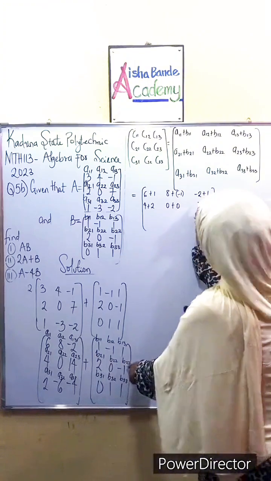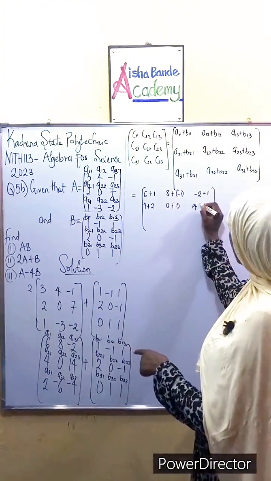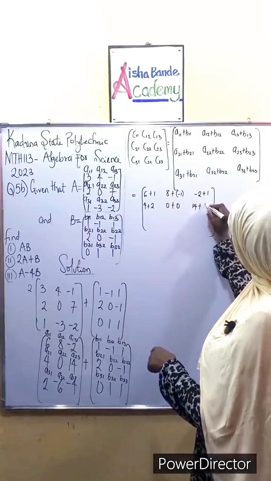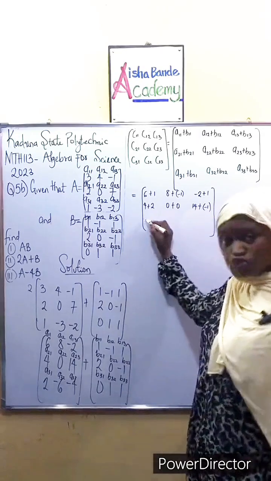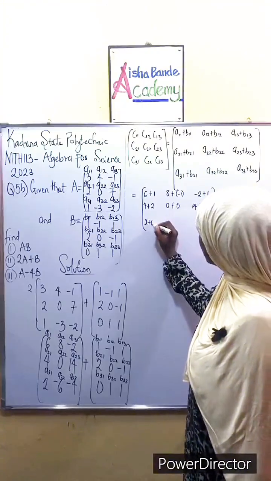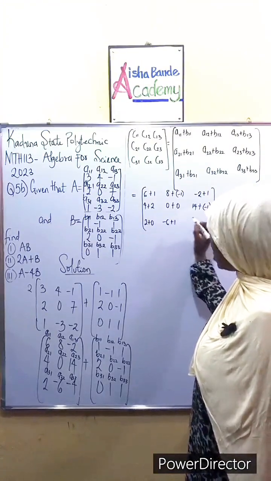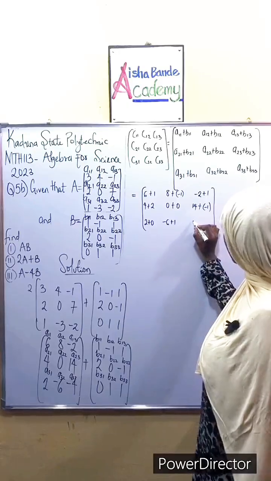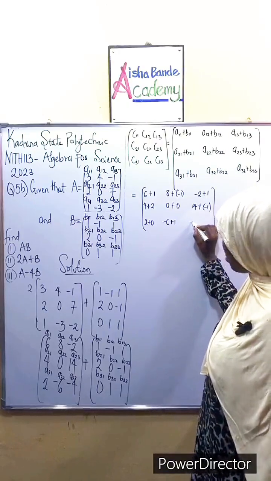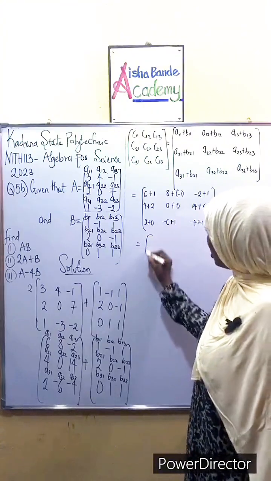Then here, for us to get C23, which is A23, which is 14, plus B23, then minus 1. To the last row, now A31 is 2 plus B31, 0. Then we have minus 6 plus 1. Then the last one here is A33, which is minus 4 plus 1. So from here we simplify and we add up.